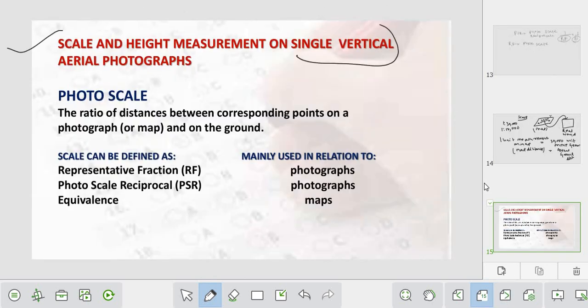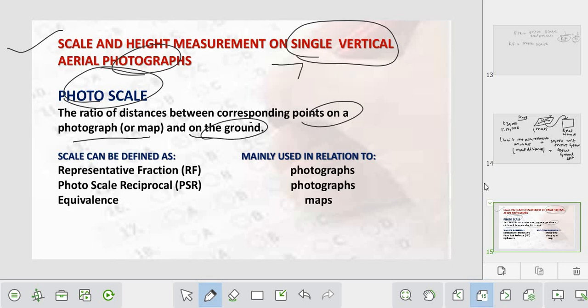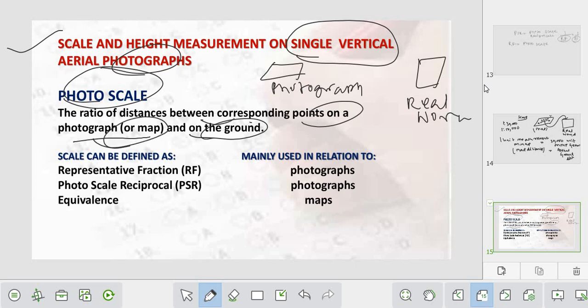Scale and height measurement on a single vertical aerial photograph. So photo scale is the ratio of distance between corresponding points on the photograph and on the ground. अभी बताया, suppose ये photograph है, okay, और ये real world है. The ratio of distance between corresponding points on a photograph और map, इसको बोलते हैं map भी, same as the map. सो मैप पे ये स्केल होता है, फोटोग्राफ पे ये टर्मिनोलॉजी RF होता है, ठीक है. स्केल कैन बी डिफाइंड एज रिप्रेजेंटेटिव फ्रैक्शन, फोटो स्केल रेसिप्रोकल एंड इक्विवेलेंस.